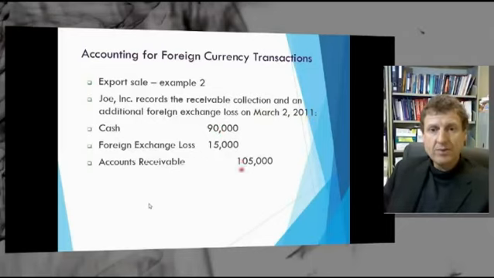We have accounts receivable 105,000 and we've got a foreign exchange loss of 15,000. What does that mean? This is the difference because the peso at the end of December was 10.5 cents US that each peso purchased. Now it only purchases 9 cents. It's gone down 1.5 cents US dollar for every peso in that time. And because the contract is 1,000,000 pesos, there's a loss of 15,000 US dollars against accounts receivable 105,000 US dollars.